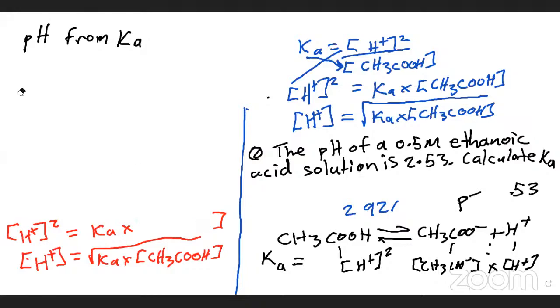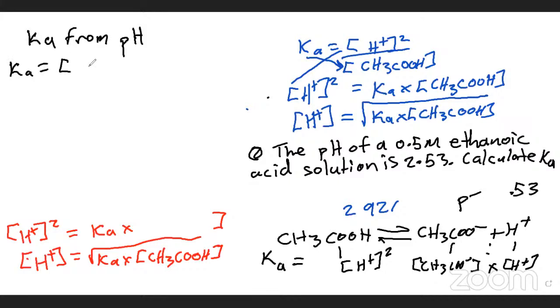All right, so we are trying to find Ka. Let's start out with that equation. You can title this calculation Ka from pH. So we are doing the opposite. Whenever this is the scenario given, this is where you start out. We know that Ka is equal to H plus squared divided by the concentration of the acid.